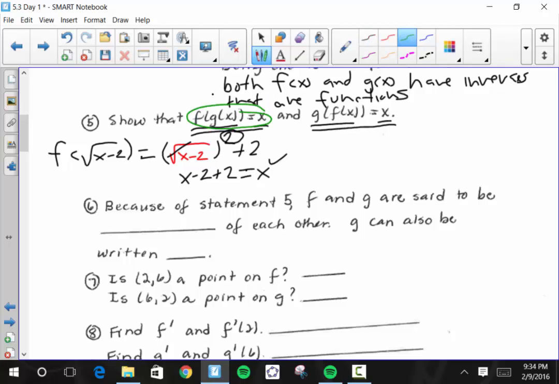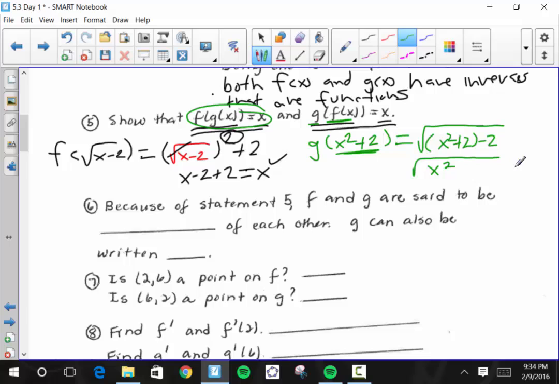Let's do the opposite way. Let's put my f of x function into g of x. So I'm finding g of x squared plus 2. Well, that means every time I see an x in my g function, I'm going to replace it with x squared plus 2. So I have the square root, I see an x, so I'm going to put in x squared plus 2 minus 2. The inside simplifies down to being the square root of x squared, which is just x. So that checks off too.